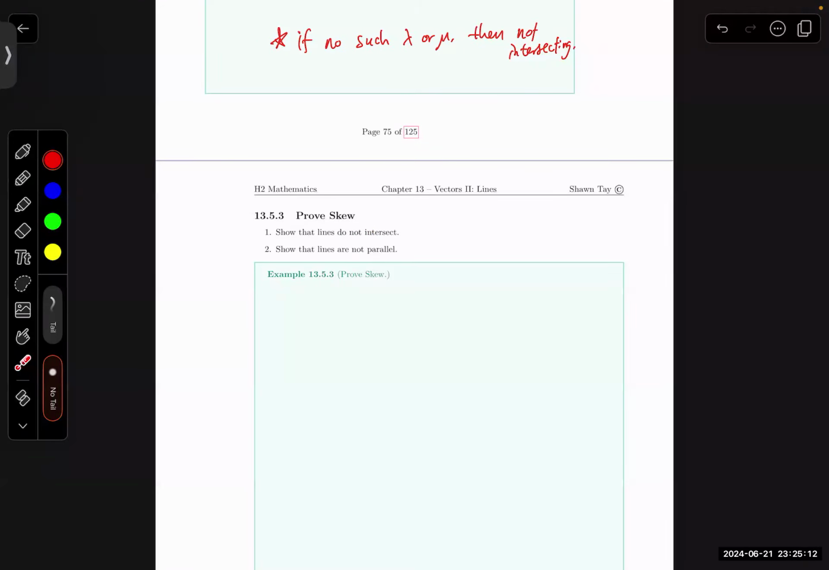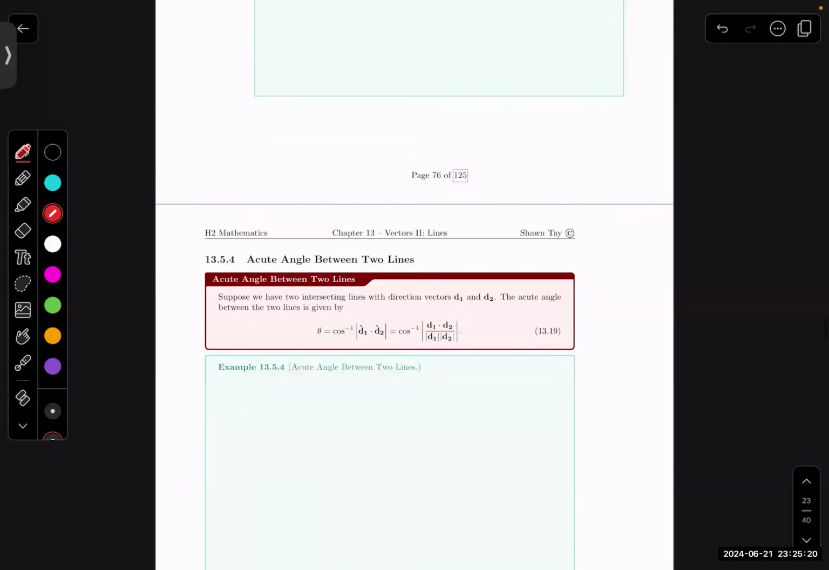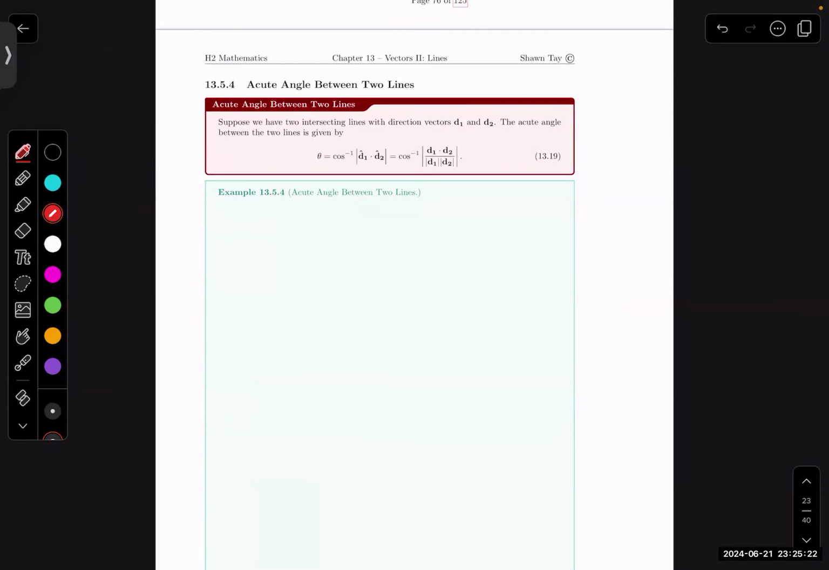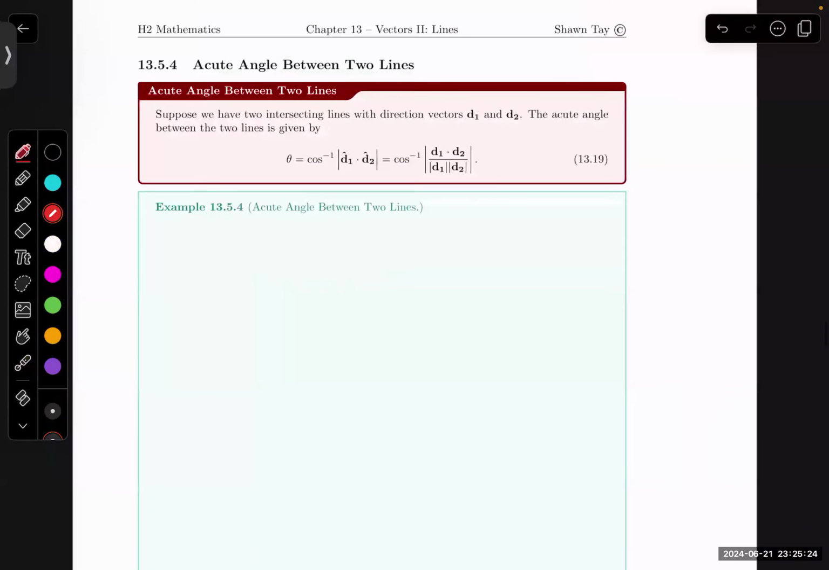Or check if it's parallel. Okay, so this one we will skip. Okay, so this one I'll just put a tick here. Okay, let's move on. Okay, angles between two lines. Okay, so let's cover this, and I will use this to jump to planes. Okay, so acute angles between two lines.